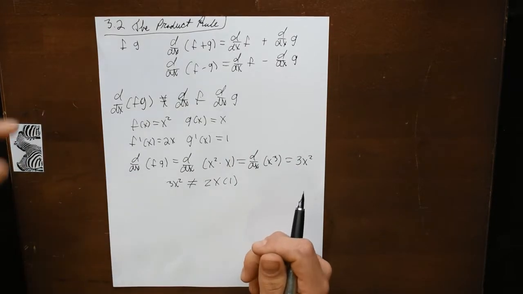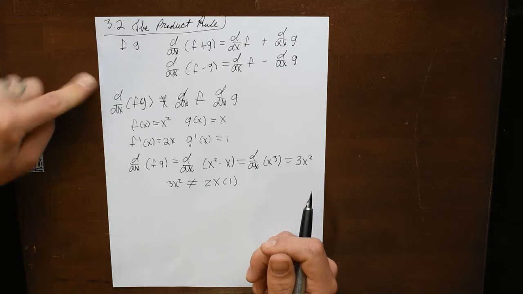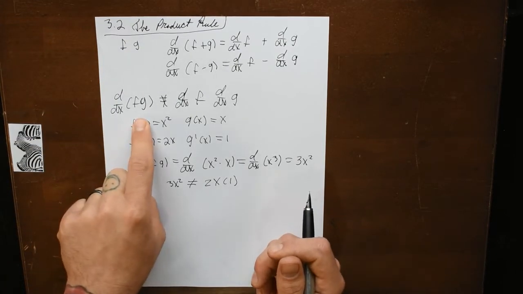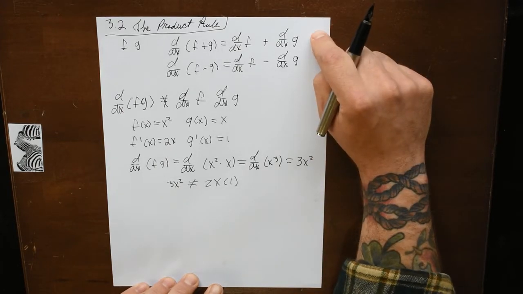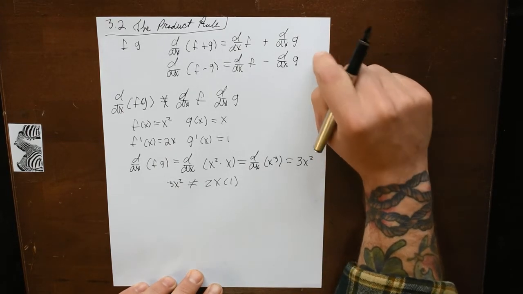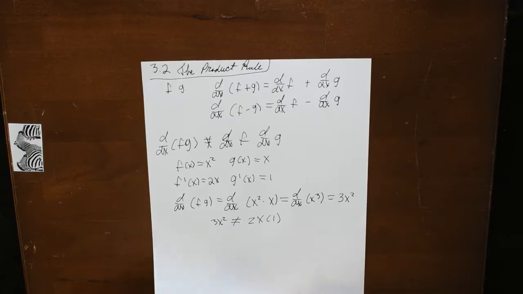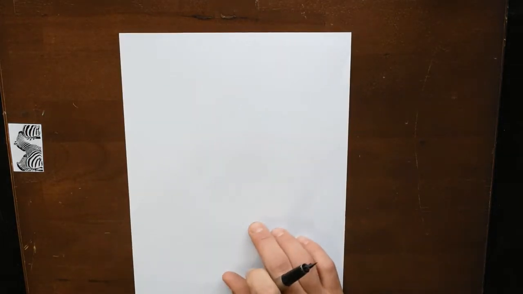So we need to come up with a rule that allows us to take the derivative of the product of functions, similar to the way we developed rules that help us take the derivative of the sum of functions. So I'm going to do a geometric proof of the product rule, and we're going to need a picture.